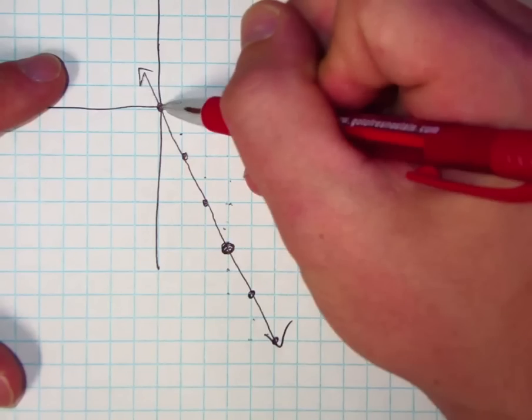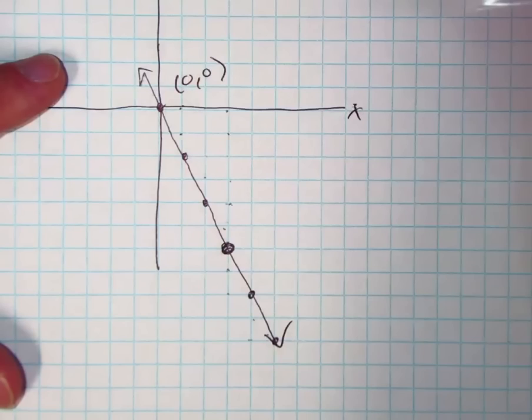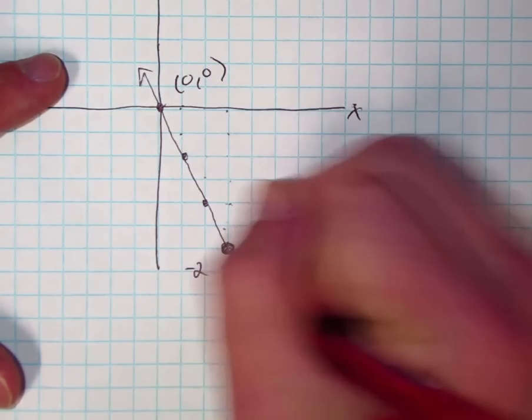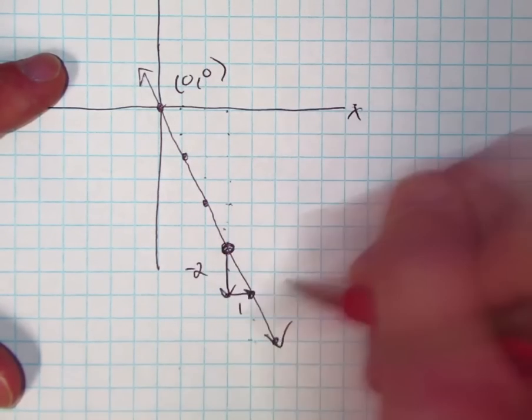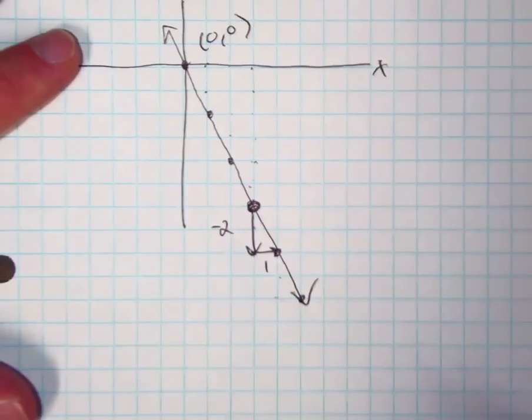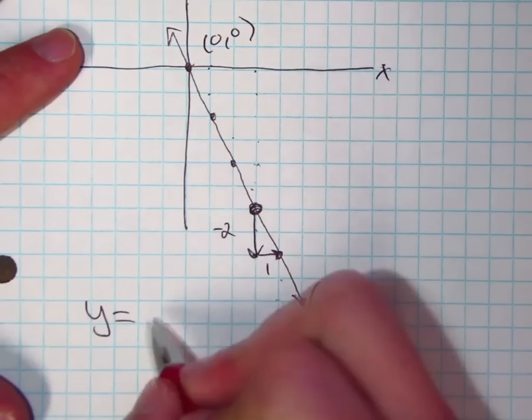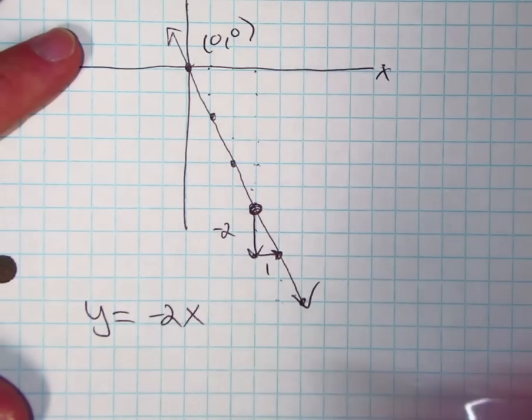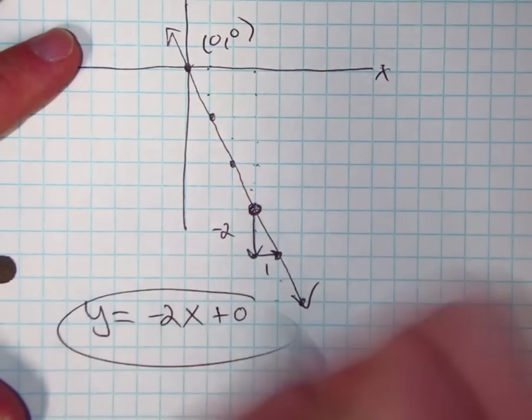My y-intercept is (0, 0), and I have the exact same slope: down 2, to the right 1. That now allows me to write my equation. Same slope, and my y-intercept is 0.